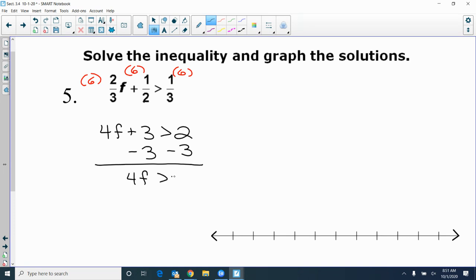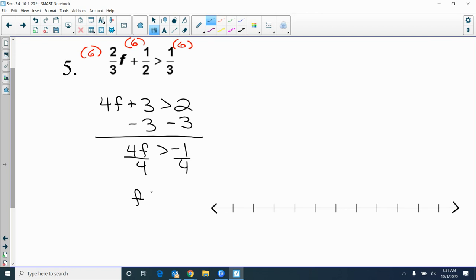So 4F is greater than -1. Okay, divide by 4, divide by 4. I didn't divide by a negative, so don't flip it. Zach? You get F is greater than -0.25. -0.25, or you could leave it as -1/4. Either way is fine.